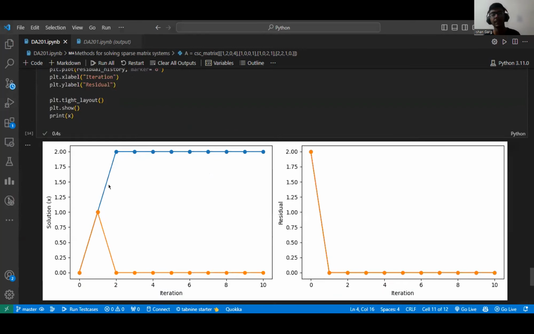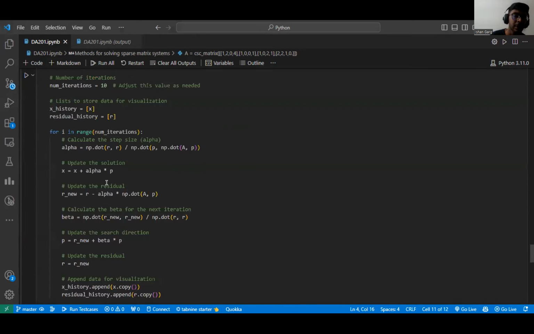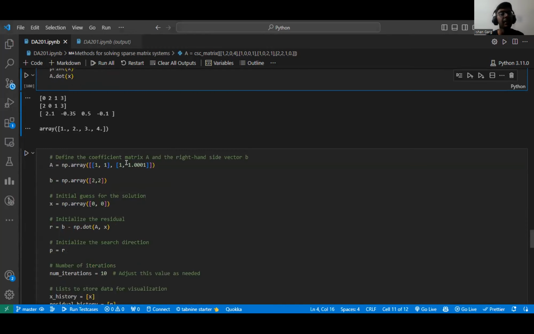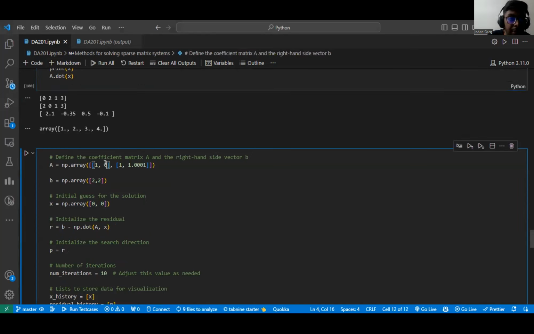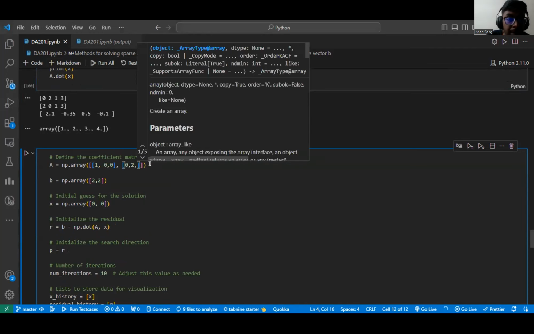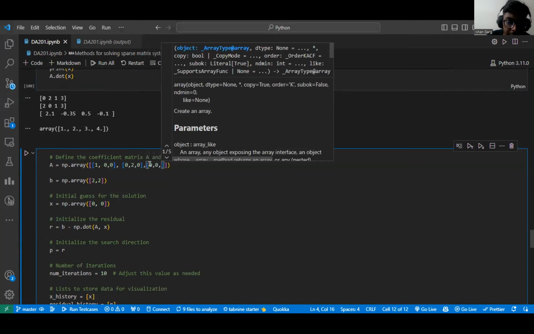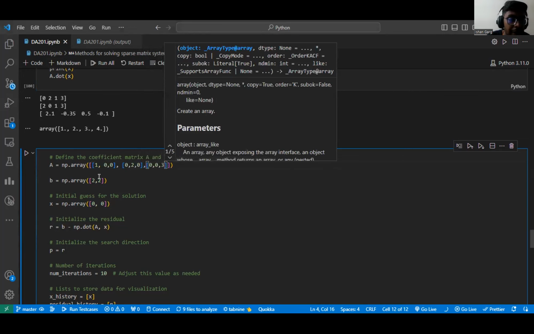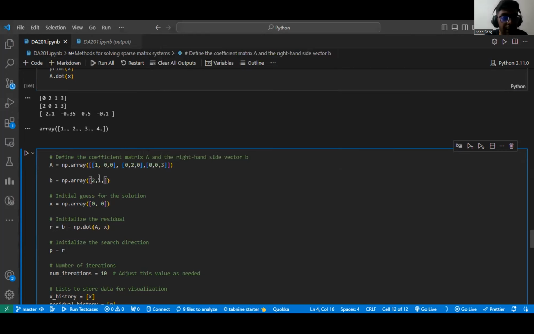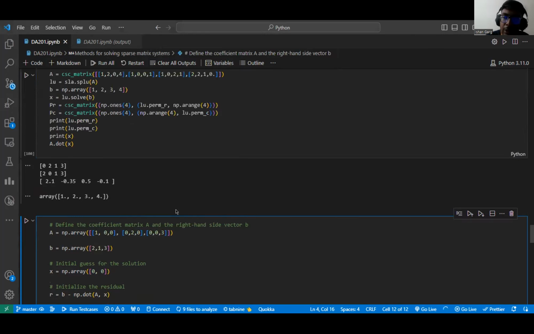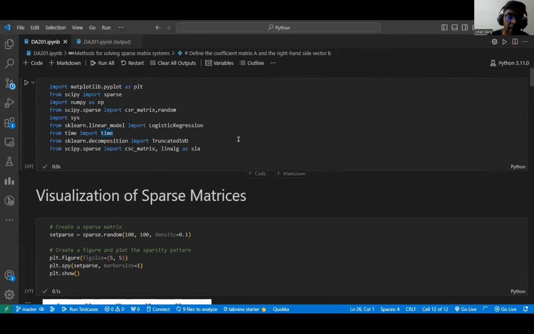Now this is our conjugate gradient method. Basically, we can take any array and change it to a sparse array. Consider it like a sparse matrix. What I am doing now is creating a sparse matrix, and we can define our B of the same size of 3. First, we need to run all the libraries above.